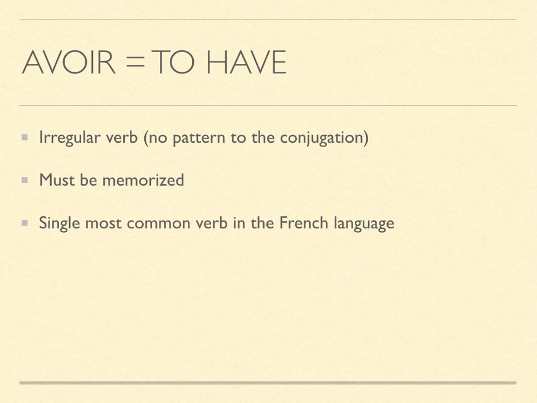It is an irregular verb, meaning that there is no pattern to the conjugation, which means that it must be memorized. This is especially important because avoir is the single most common verb in the French language. If you don't know all 6 conjugations of the verb avoir, you are not going to be able to speak very much French at all.